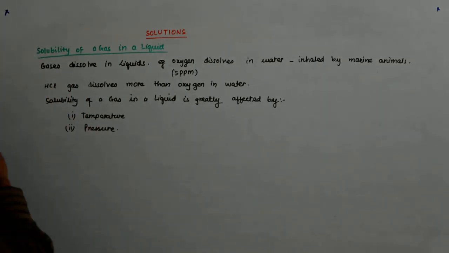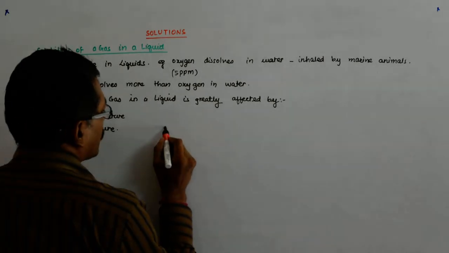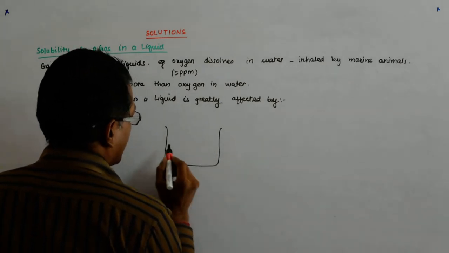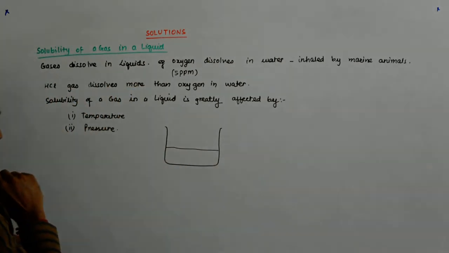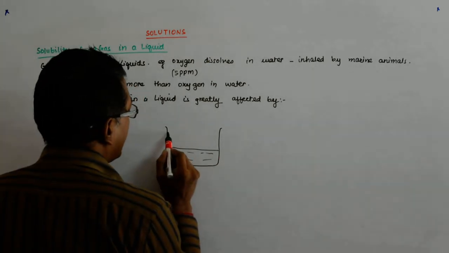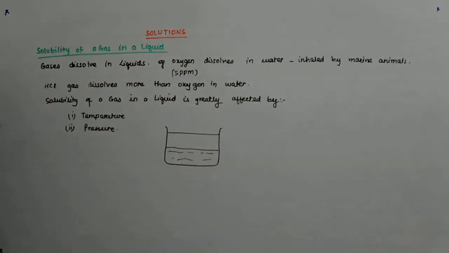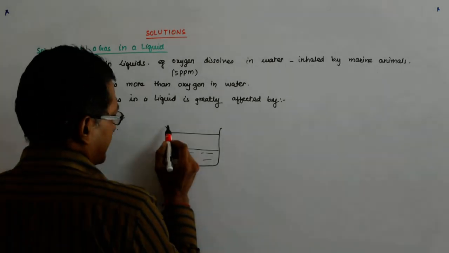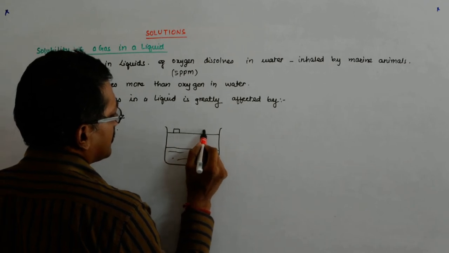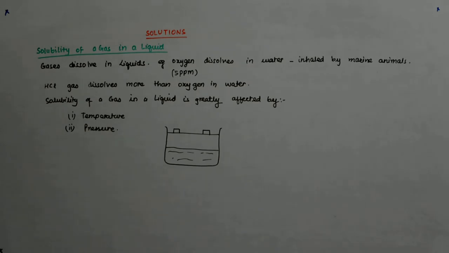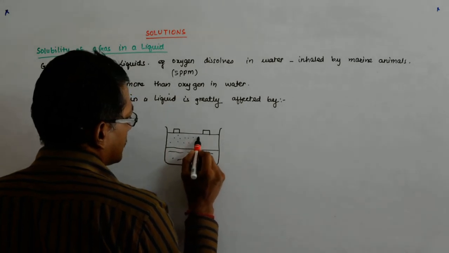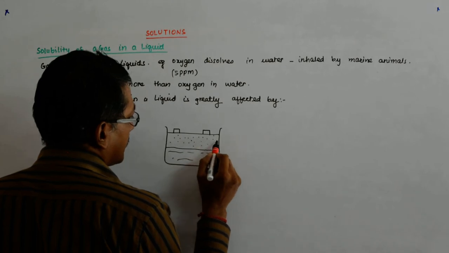Now we'll see the impact. First off, pressure. So let us say I have a container in which I have a liquid surface. This is all liquid. Okay, and above this I have a piston kind of thing. Okay, so maybe something that very snugly fits, and I have some weight over it. So this weight is actually creating some pressure. Fine. Now what happens? This is all gas. This is a piston, right?